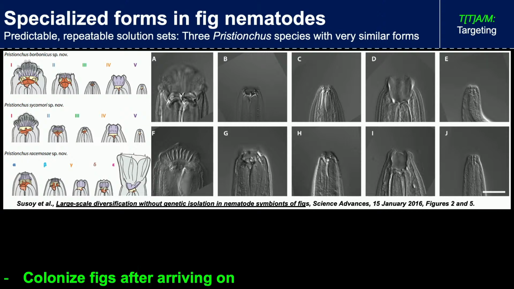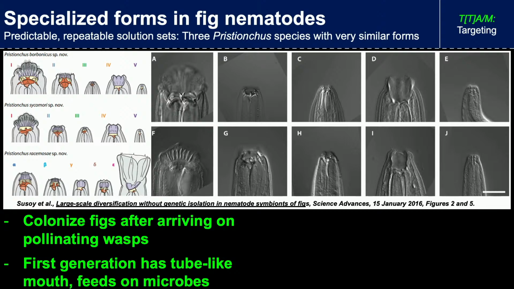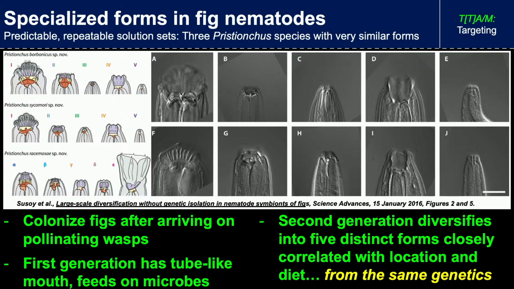The fig nematodes, they colonize figs after they arrive on pollinating wasps. And in the first generation, when they get to the fig, they all look the same. They have a tube-like mouth, and they feed on microbes. But the second generation, depending on where they're located in the fig and what they eat, turn into one of these 5 forms. And the genetics are exactly the same. These are genetically identical, but they look totally different. This happens again and again and again every time these nematodes colonize the figs. Same 5 forms happens again and again and again.